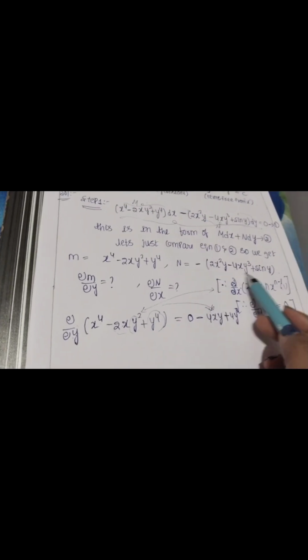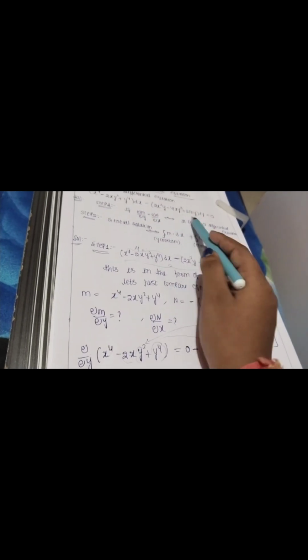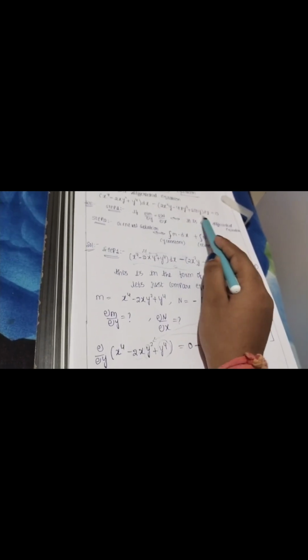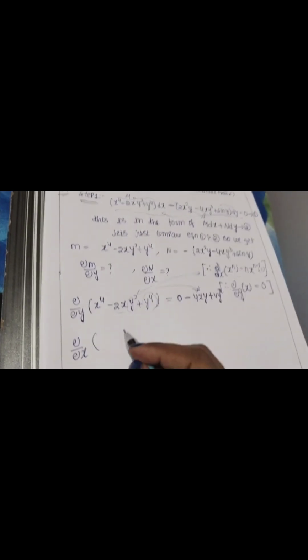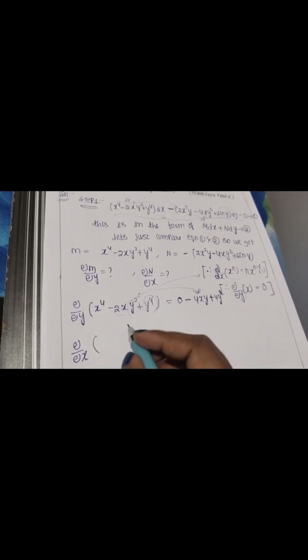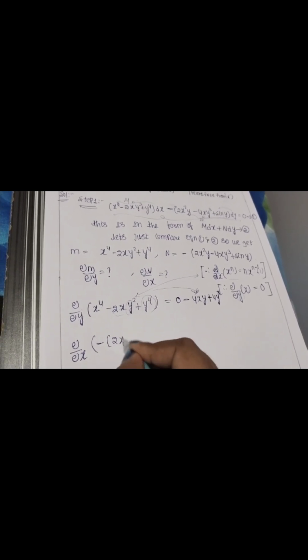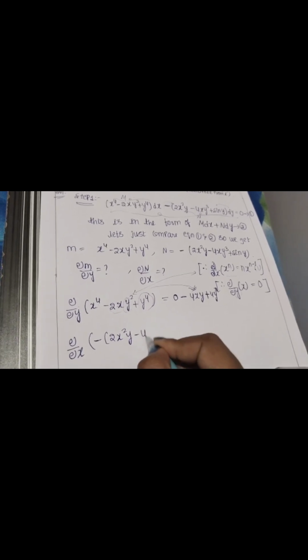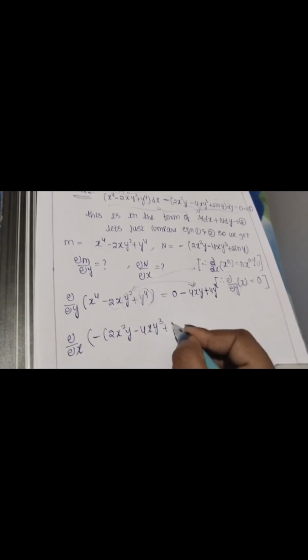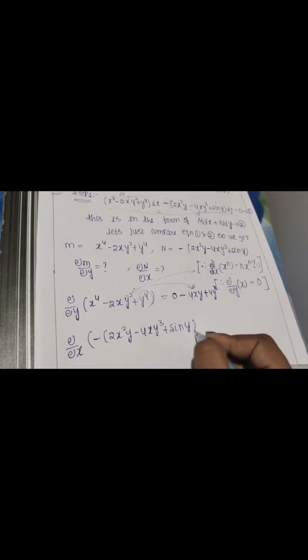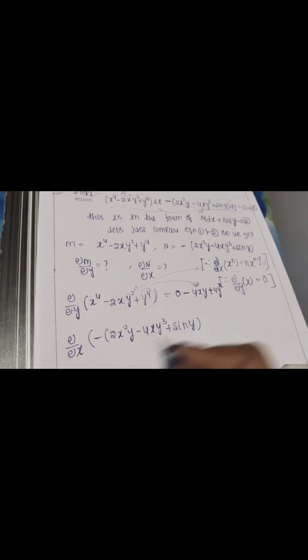Now let's follow the process. The N term is this one, so ∂/∂x of N. We have to differentiate with respect to x only the term which I have called N. The N term is what? Minus of 2x²y minus 4xy³ plus sin y. This is what we have.